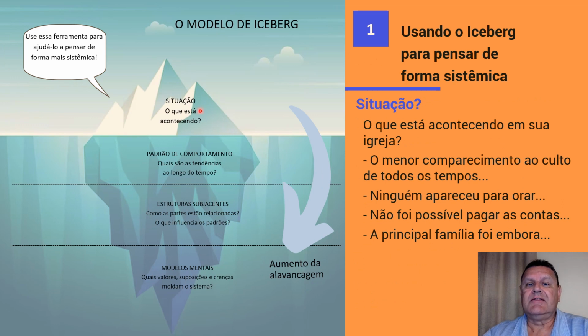So level 1, the event, let's think about this from a church perspective. What's happening in our church? For example, perhaps you had the lowest attendance ever, or no one showed for prayer, or you couldn't pay the mortgage one month, or a key family left. That is the event of the iceberg. That is what you experienced. That's what you saw.